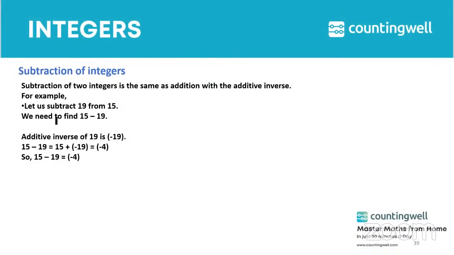Let us see subtraction of integers. Subtraction of two integers is same as the addition with the additive inverse, as I told you. So if you are subtracting 19 from 15, then note the additive inverse of 19 is -19. So 15 minus 19 is same as 15 plus -19, which is -4. That's why 15 minus 19 is -4.